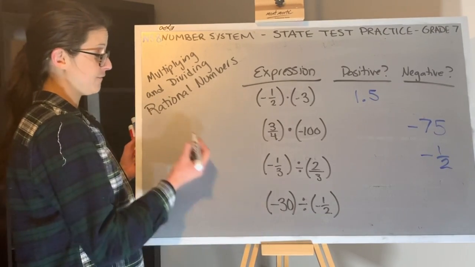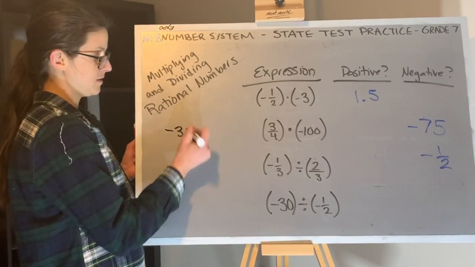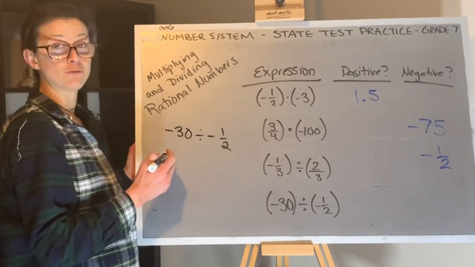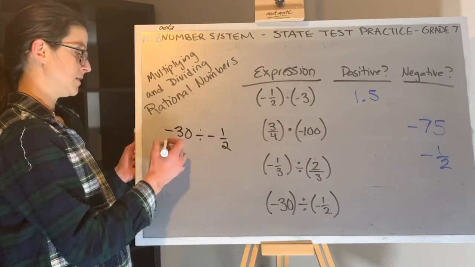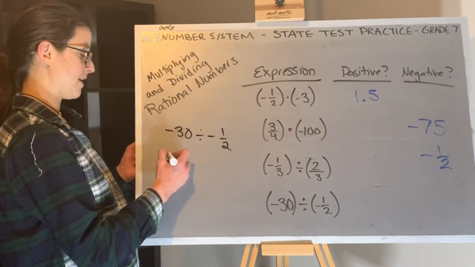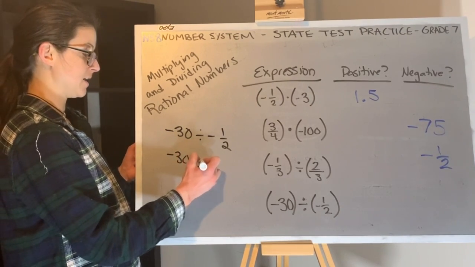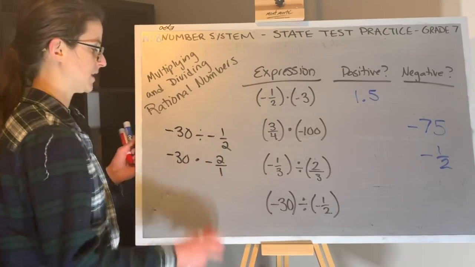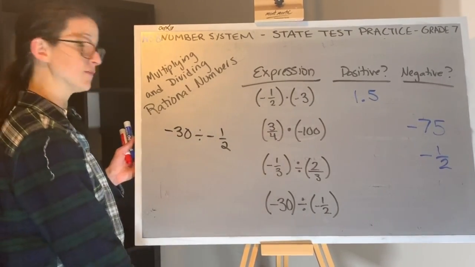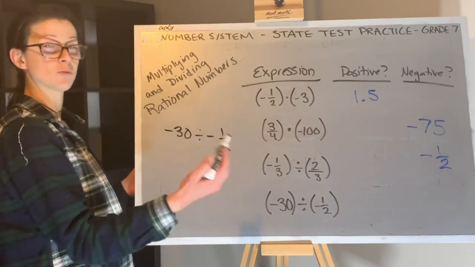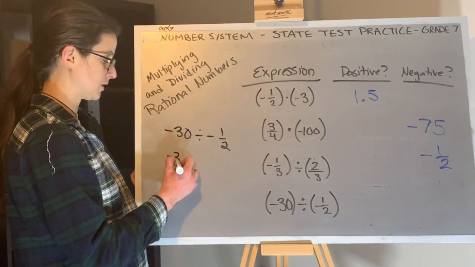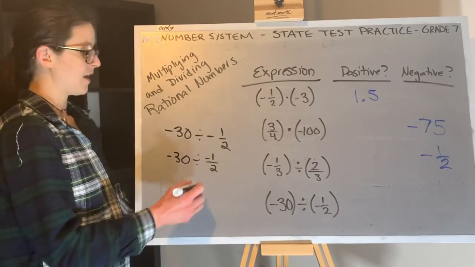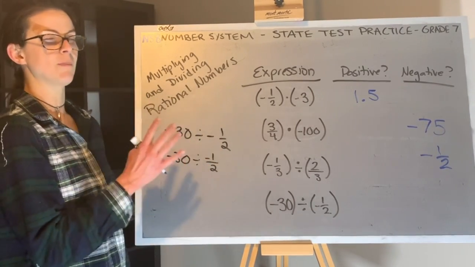So we have -30 divided by -1/2. I can rewrite divide by -1/2 as -30 times -2/1. Okay, if you're not sure about that step, whenever there's a negative symbol, you can associate it with the numerator or the denominator. So we could really write -30 divided by -1/2, and then keep that negative with the 1 if that makes you feel more comfortable.